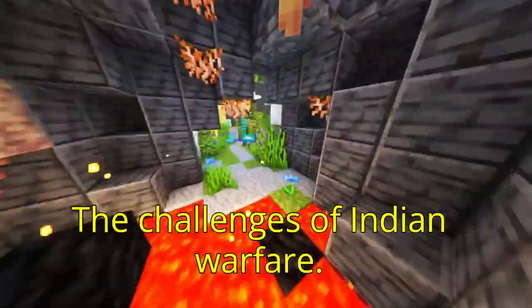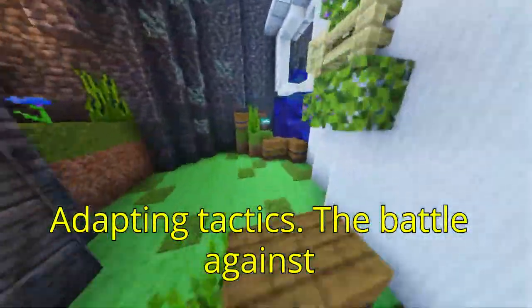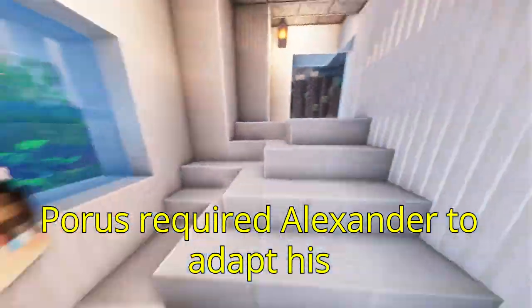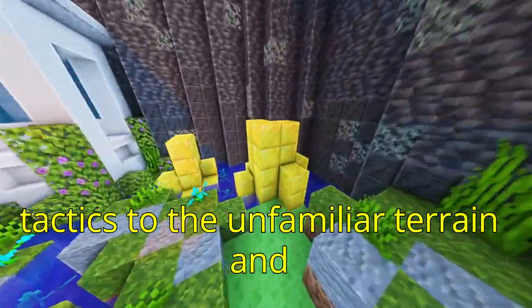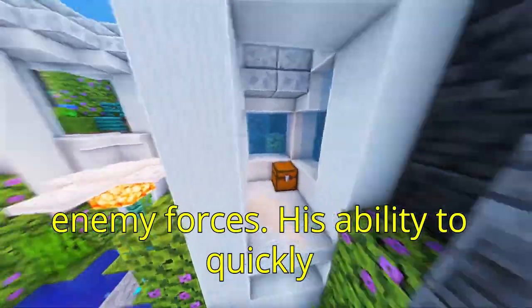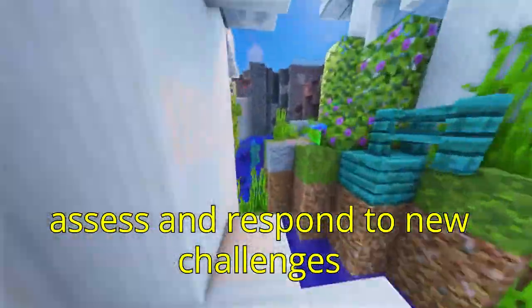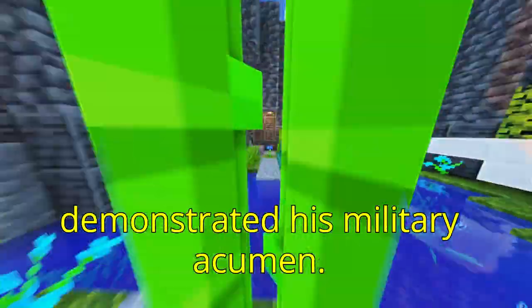2. The challenges of Indian warfare. Adapting tactics. The battle against Porus required Alexander to adapt his tactics to the unfamiliar terrain and enemy forces. His ability to quickly assess and respond to new challenges demonstrated his military acumen.